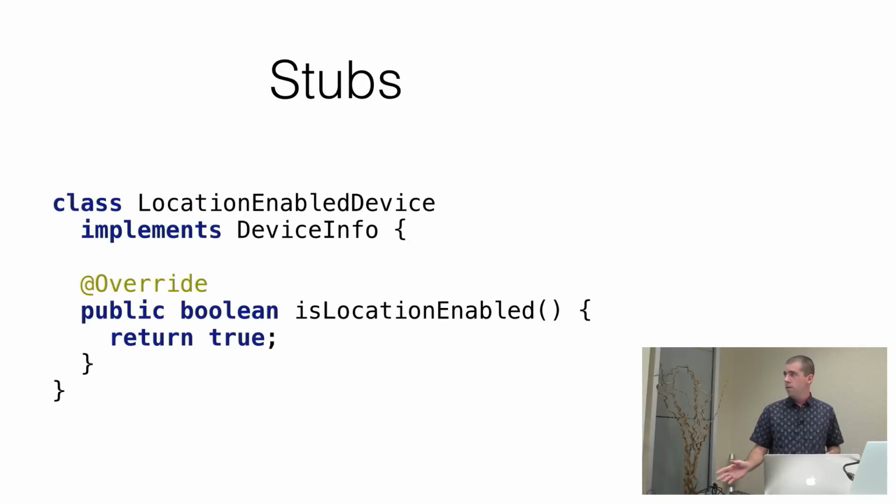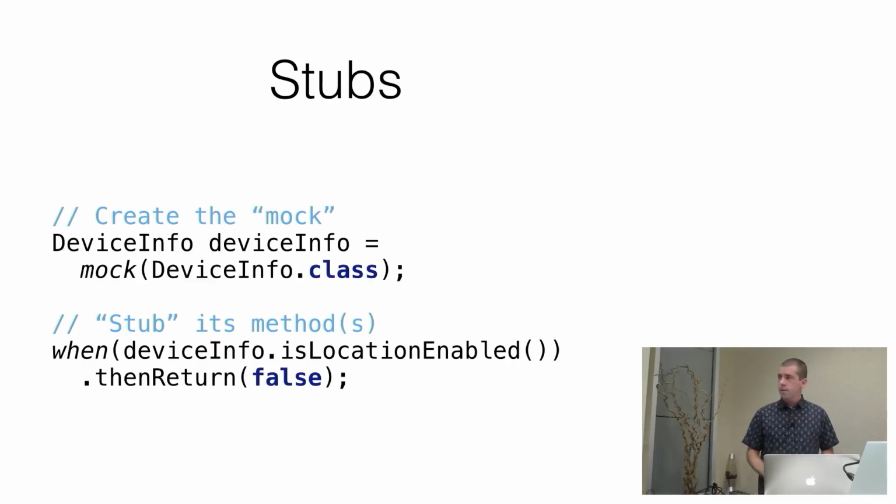Here's an example using a stub that I wrote by hand. Say we have this interface called DeviceInfo, and a method on it is locationEnabled. You might see that on an Android app or an iPhone app. And if we're writing a test where we just want that to return true so we can test some other stuff, we just implement the interface and return true. That's a stub.